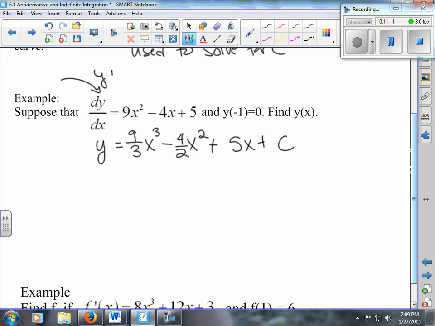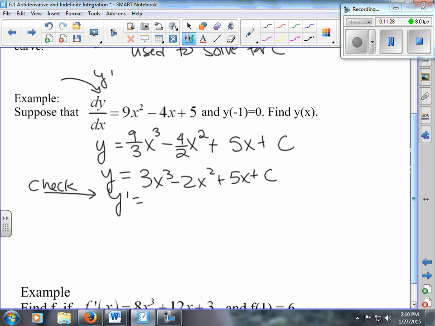Then we're going to remember plus c. That's especially important on initial value problems. Let's simplify this. So y is 3x to the third minus 2x squared plus 5x plus c. By the way, at this point, you can do a check to make sure you're right, because you're very good at doing derivatives. What's the derivative of this? Well, it's 9x squared minus 4x plus 5, because c is a constant, so you're right. Okay.